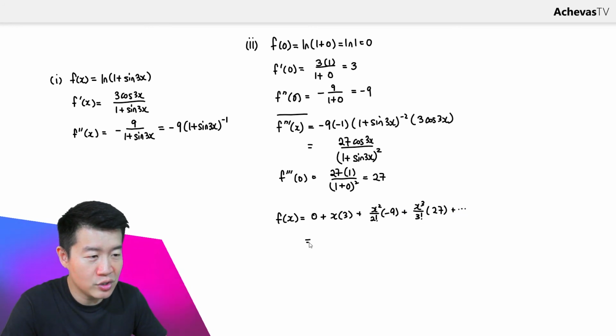So we have our first three non-zero terms, and simplifying this is going to give me 3x, then minus 9 over 2 x squared, and plus 9 over 2 x to the power of 3.